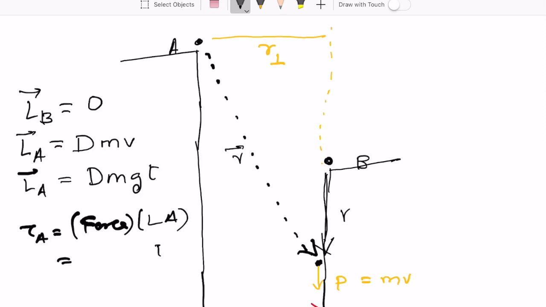So the lever arm is d and the force is mg. So the torque is just going to be mg multiplied by d, right? Now we can check one thing over here.